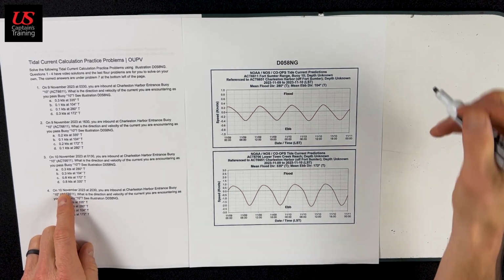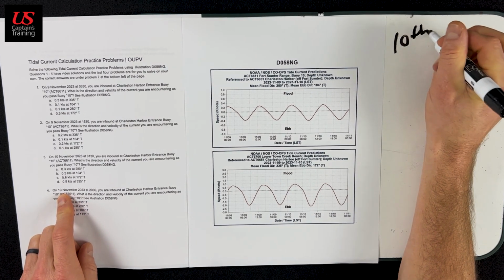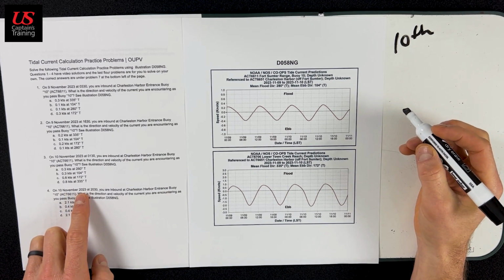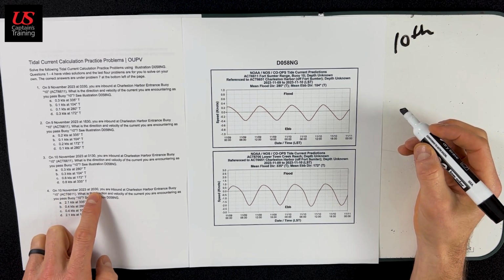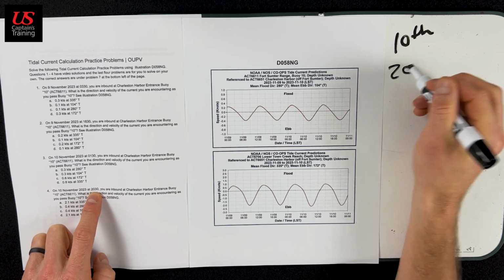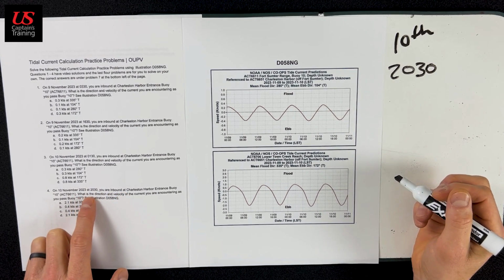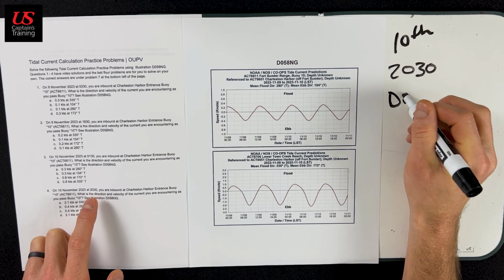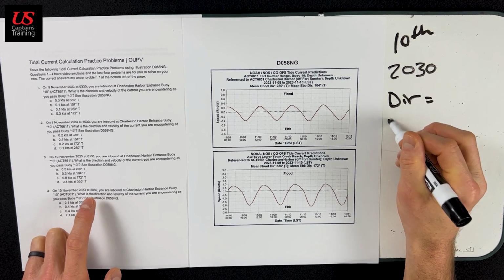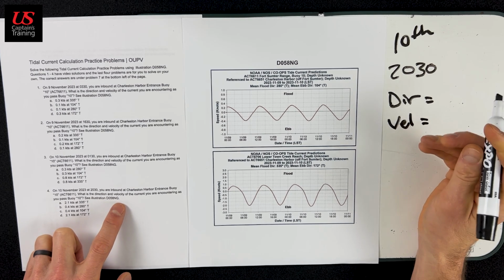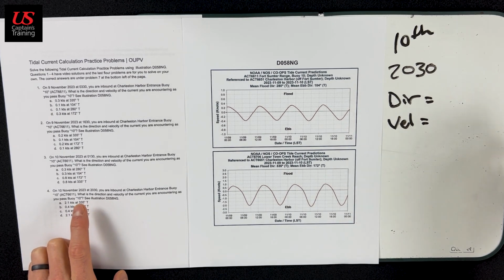Okay, let's get our information from this. So we need the day. This is the 10th. Good. And here's the time, 20:30. The 10th at 20:30. We're inbound. Direction and velocity is what it's asking. What's the direction equal to? And what's the velocity equal to? At buoy 10. So let's take a look at this.